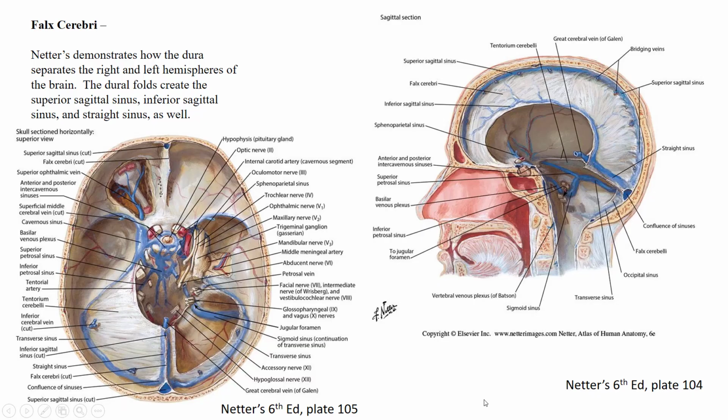Netter's does a great job of displaying the falx cerebri and the falx cerebelli so that you're able to see how these divisions are formed in the brain. So in this image here on the right, this is the anterior side of the patient with the nose and the mouth, superior, posterior, and inferior. And Netter's has sliced the bony anatomy in half, right down the middle of the brain, and then taken out the brain so that you can just see the cavity of the skull on the lateral side.